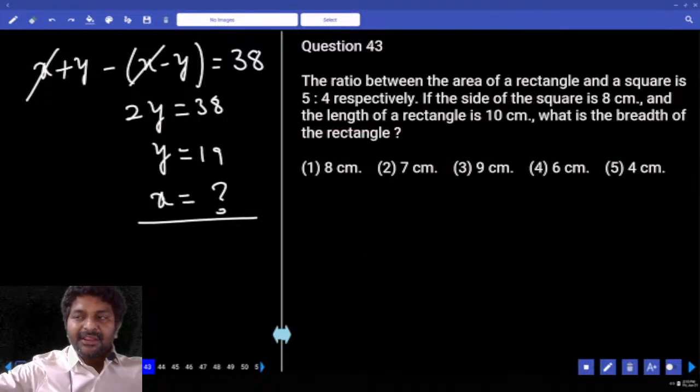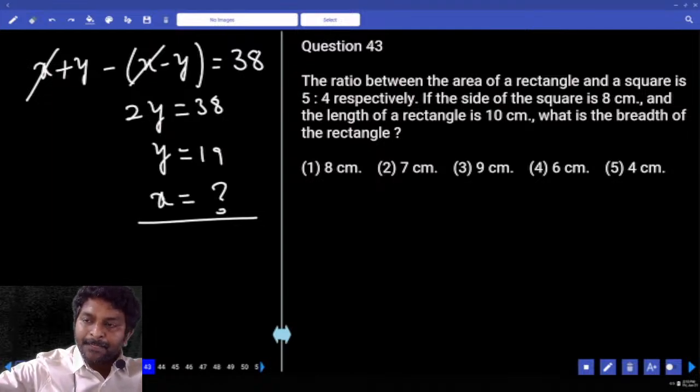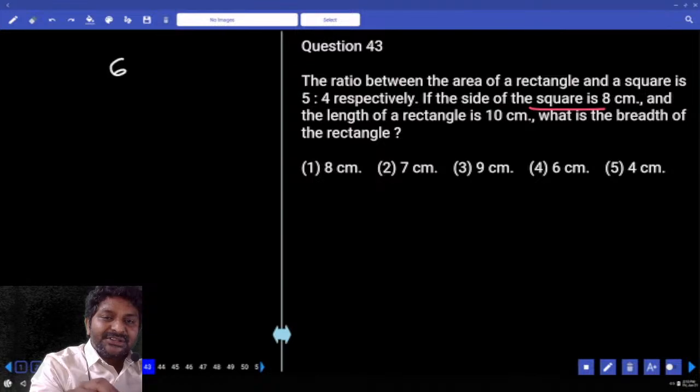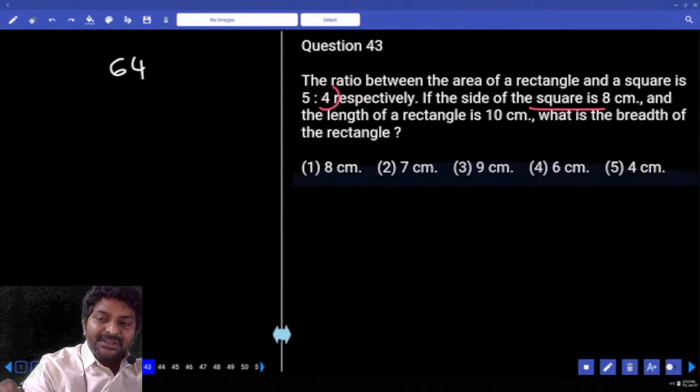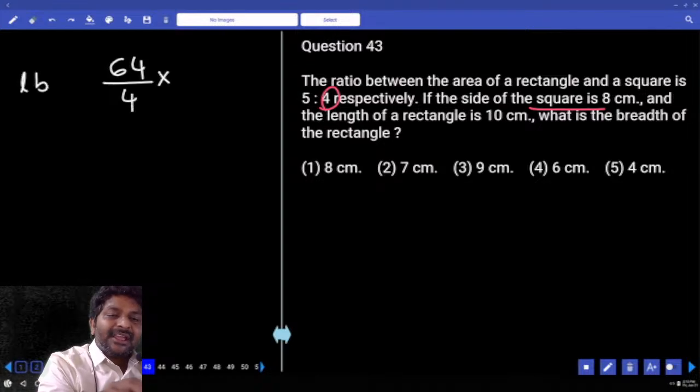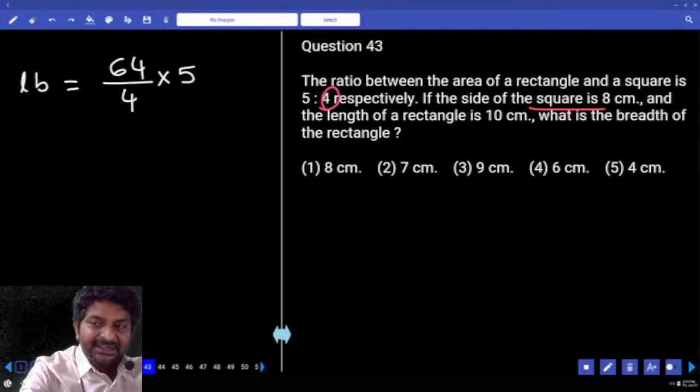The ratio between area of the rectangle and the square is 5:4 respectively. The side of the square is 8 centimeters. Then square area is equal to 8 square, which is equal to 64, which is equal to how many parts? Then one part is equal to this much. Area of the rectangle is equal to 5 parts. That means into 5. Is it clear?